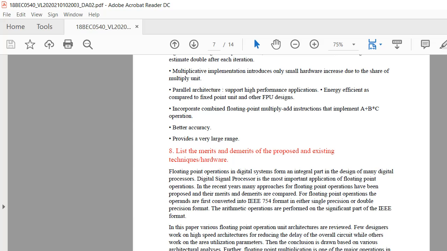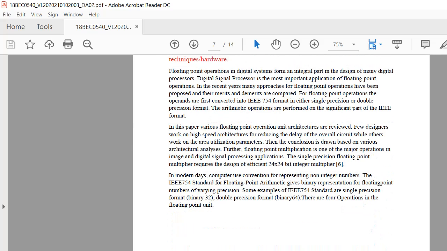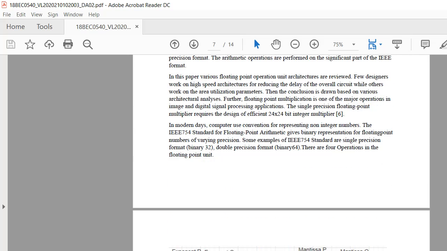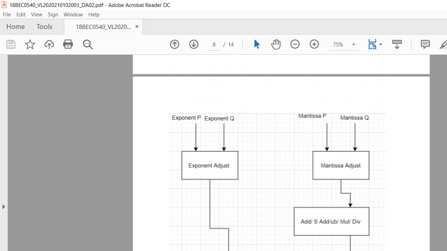The single precision floating point multiplier requires the design of an efficient 24 by 24 bit integer multiplier. In modern days, computers use conversions to represent non-integer numbers. The IEEE 754 standard for floating point arithmetic gives binary representation of floating point numbers of varying precision. Here is the block diagram of the method.